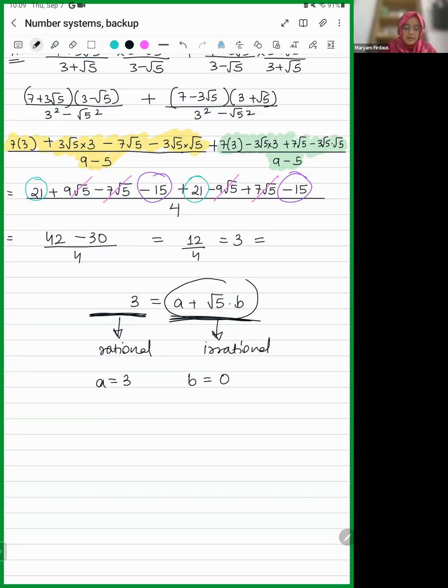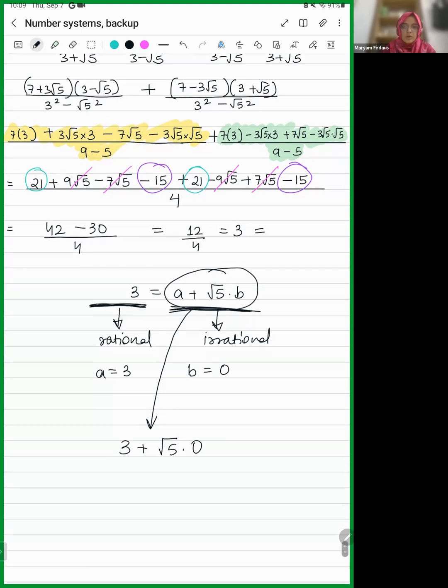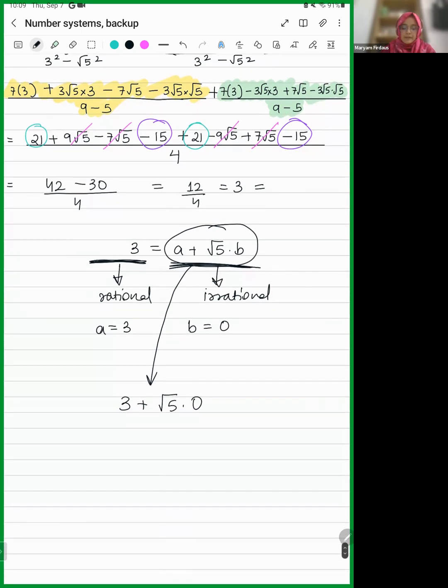Just imagine over here, you are putting A is equal to 3. So 3 plus root 5 into 0. So what does that become? It becomes 3 plus 0, which is 3.